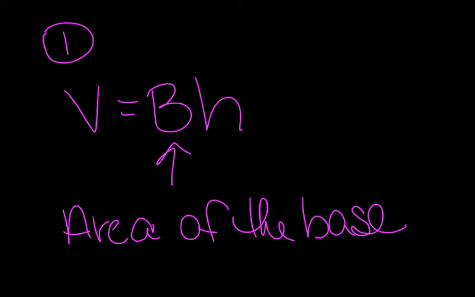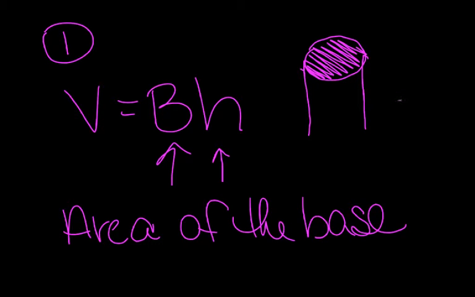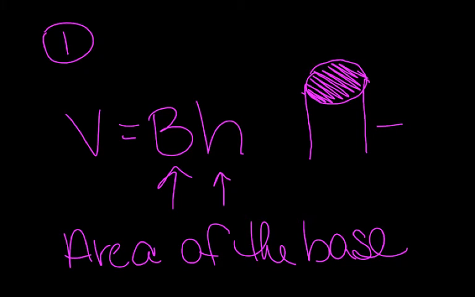And of course, when you're talking about a cylinder, your base is going to be a circle. So you need to find the area of the circle first. Once you find the area of the circle, then you can multiply it by the height of the whole cylinder, which of course would be that length right there, which would be labeled as your height. Be sure to write the formula for each one so I don't have to count it wrong.